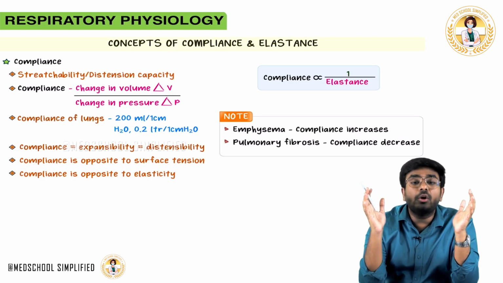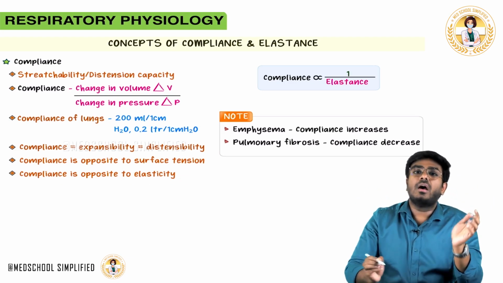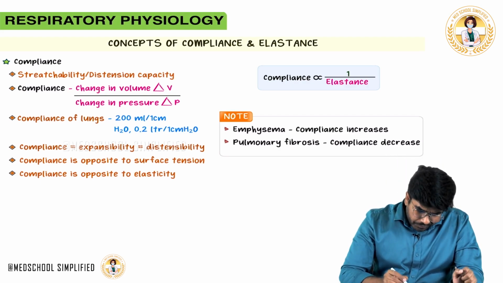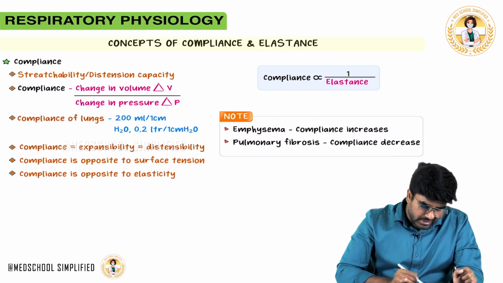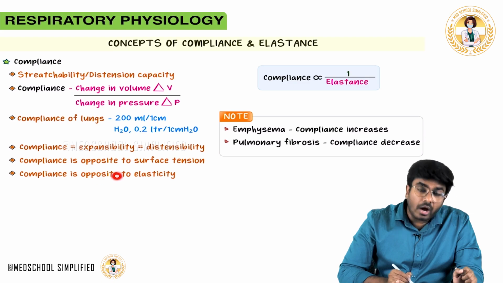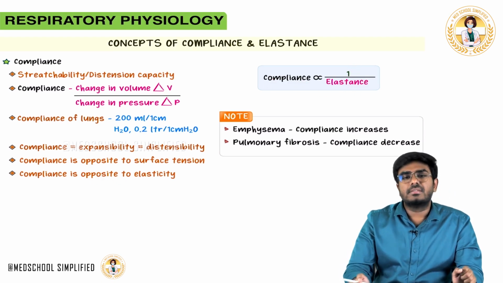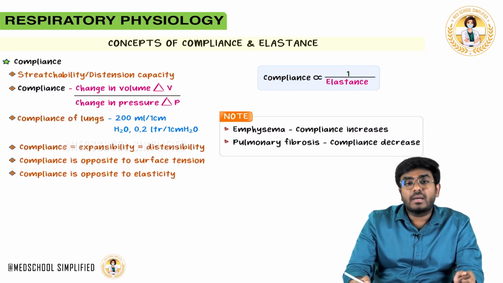What is elasticity? Recoiling nature, collapsing back. So, compliance and elasticity are opposite to each other. Having said that, if you want to make a relationship between compliance and elastance, we have just discussed compliance and elastance, they are opposite to each other. So, compliance is inversely proportional to elastance.